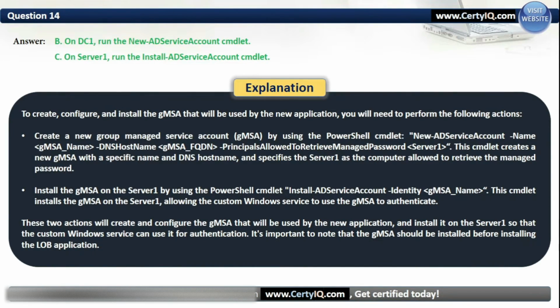These two actions will create and configure the GMSA that will be used by the new application and install it on the server1 so that the custom Windows service can use it for authentication. It's important to note that the GMSA should be installed before installing the LOB application.